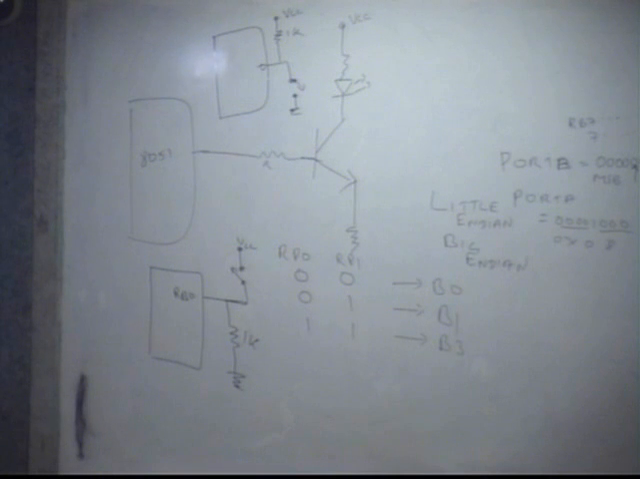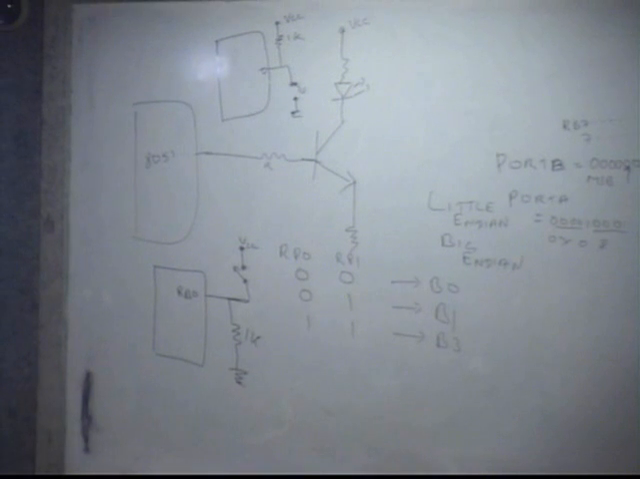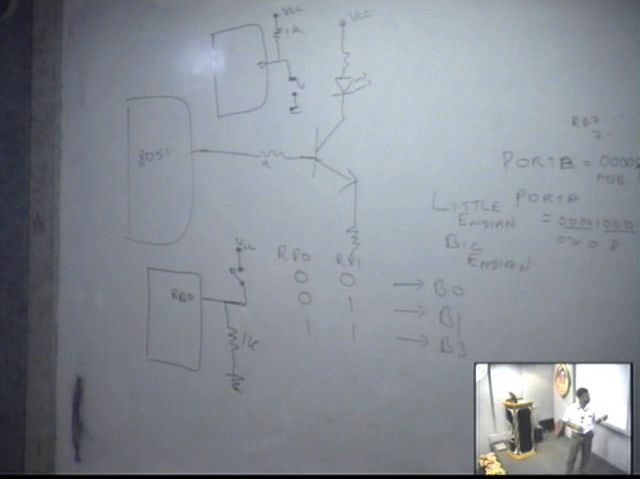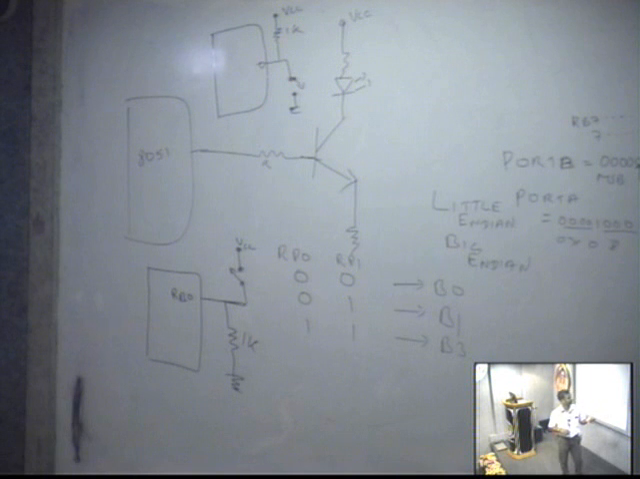Since it is a RISC processor, your instructions are very few. So by using one instruction, you can do so many operations. Here, first it will test that bit. Test for what? BTFSS means bit test file register, skip if set.